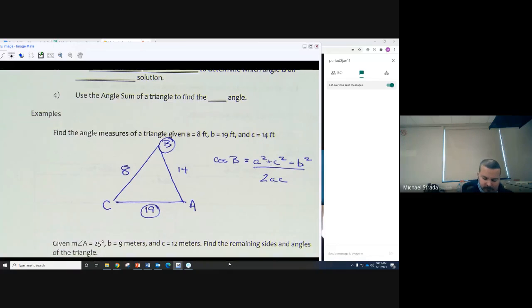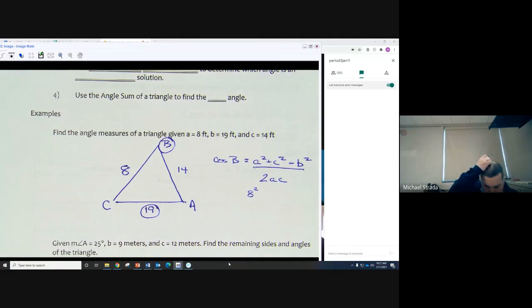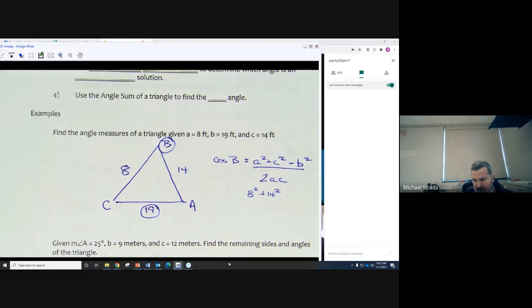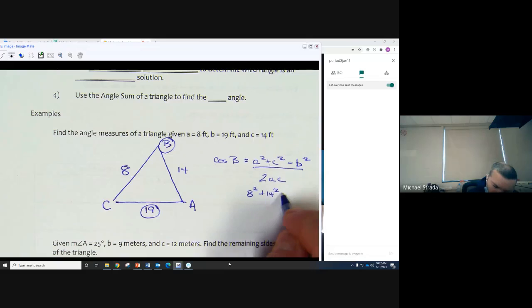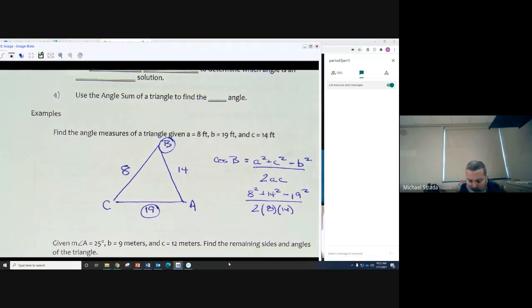All right, A is 8, so 8 squared. C is 14. They're interchangeable. The only major one you've got to make sure of is that the one opposite the angle we're trying to find is being subtracted. All over 2 times 8 times 14. The numbers down in the denominator, and these two numbers should be exactly the same.